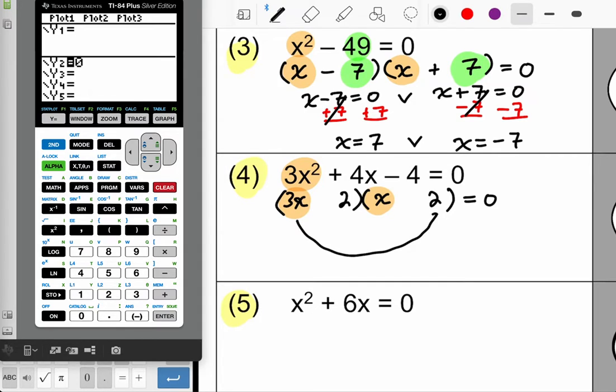So I'll give that a look. 2x, 6x. Well, if the 6 is positive and the 2 is negative, that'll work. So negative 2, positive 2. And those would be your factors.